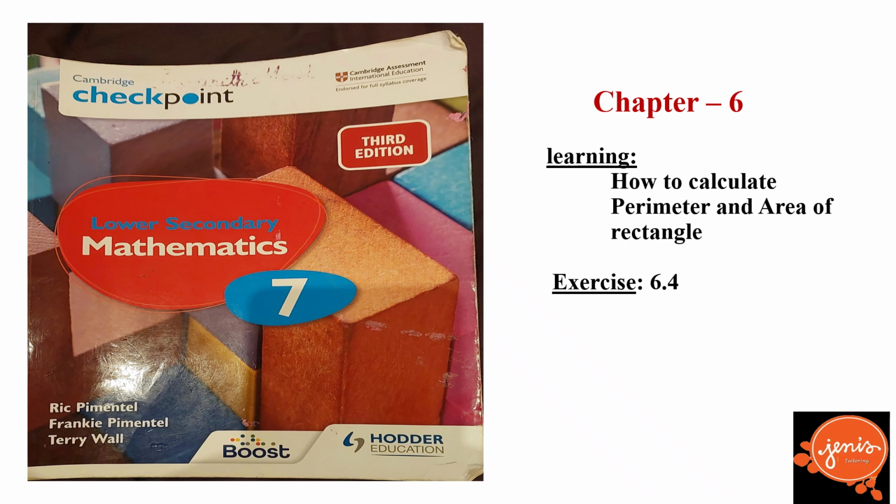This is chapter 6. What we are going to learn is how to calculate perimeter and area of a rectangle. So let's see exercise 6.4.